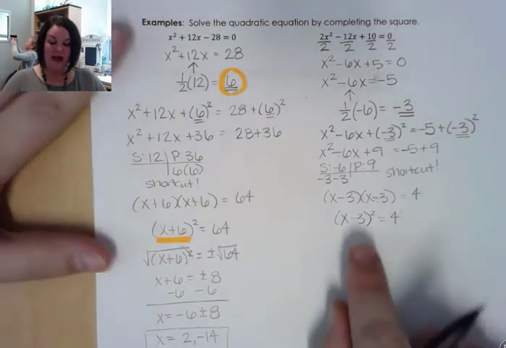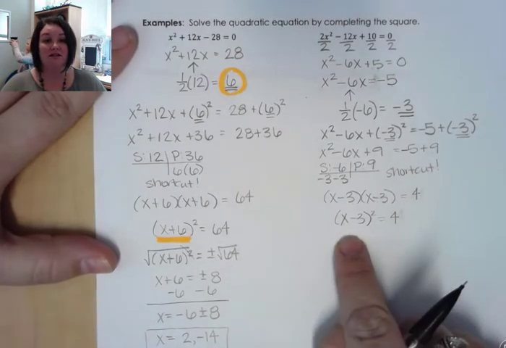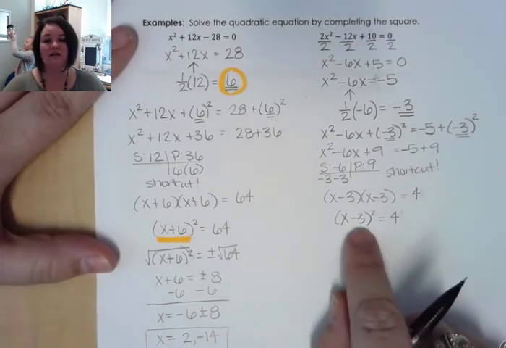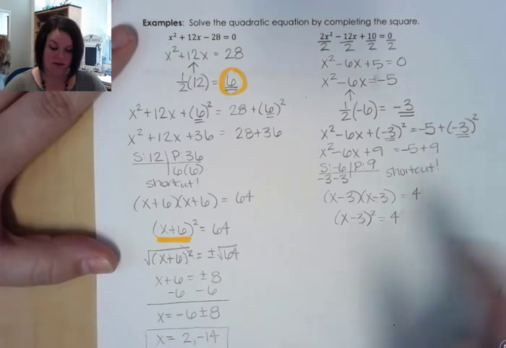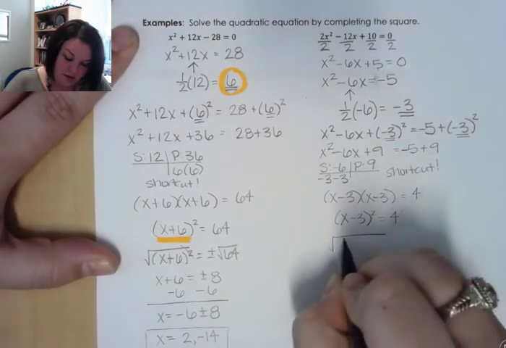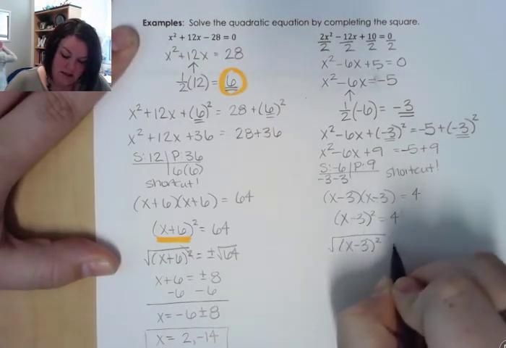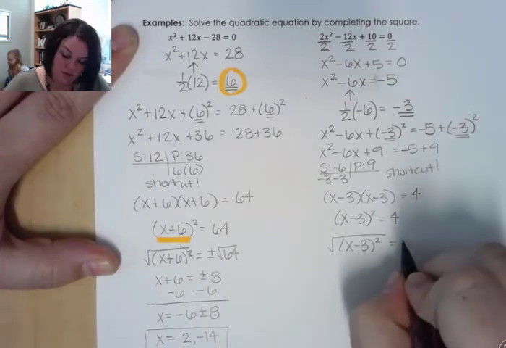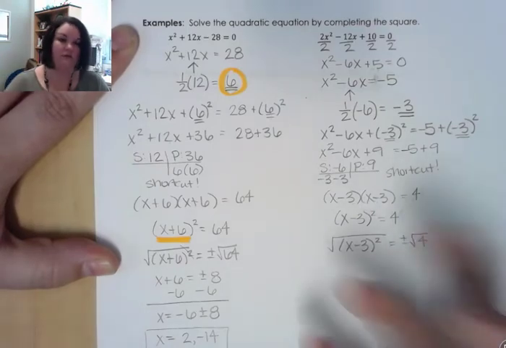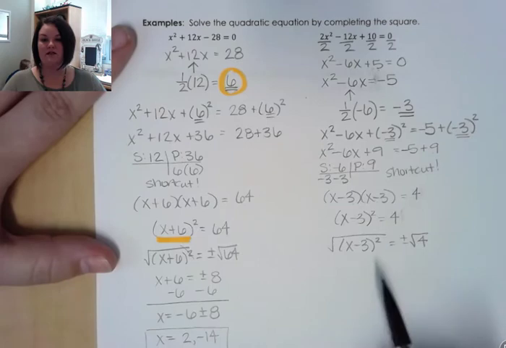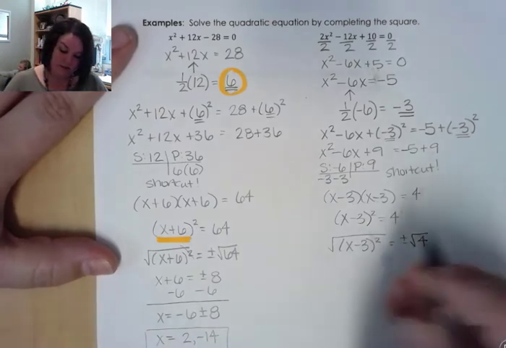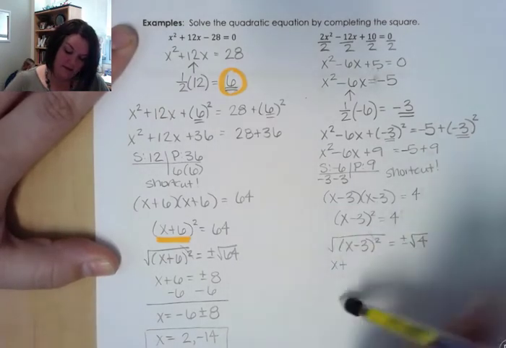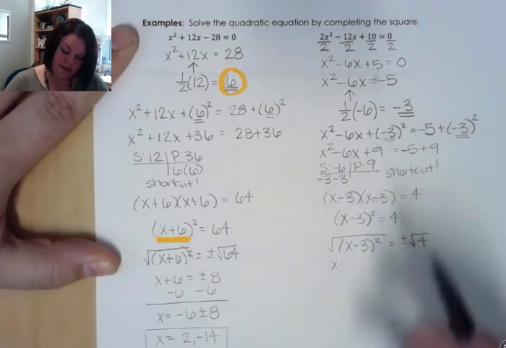All right, so now that I have a squared something equals a number, now I can solve this by taking the square root of both sides. Okay, so I have the square root of x minus 3 quantity squared is equal to plus or minus the square root of 4. Okay, so my square and my square root cancel. So I get x, oh my goodness with my signs.